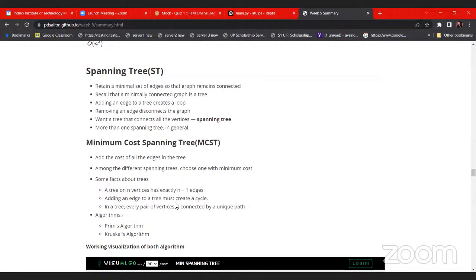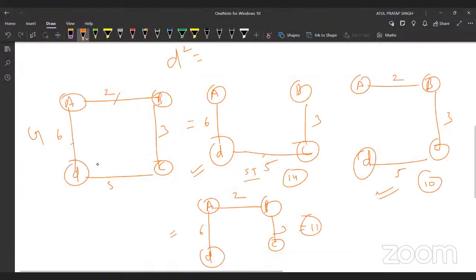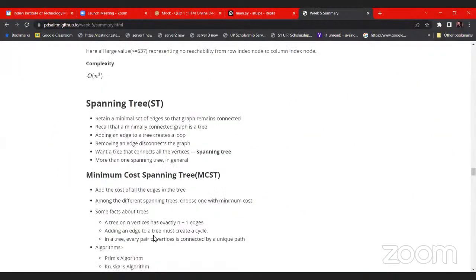Adding an edge to a tree must create a cycle. In a tree, every pair of vertices is connected by a unique path. If you look at the spanning tree and choose two vertices, for example A and C, there is always only one unique path available between them. So more than one path is not possible in a tree.